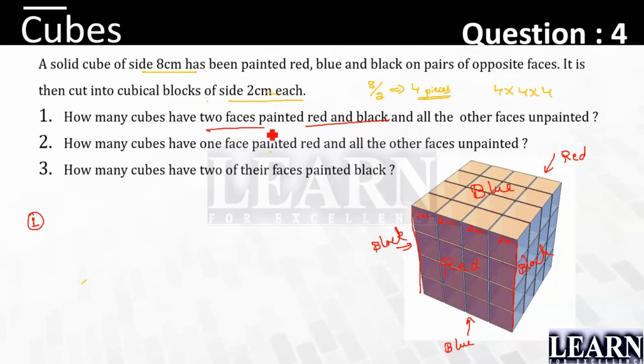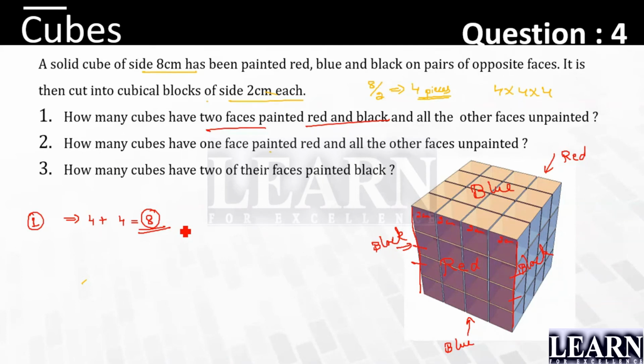They have told us two faces painted and the others unpainted, so I cannot take the corner cubes with three faces painted. So I can say 1, 2 over this side, and 1, 2. So I can say 4 over the first face and similarly 4 on the other face. So the answer will be 4 plus 4, which gives 8.